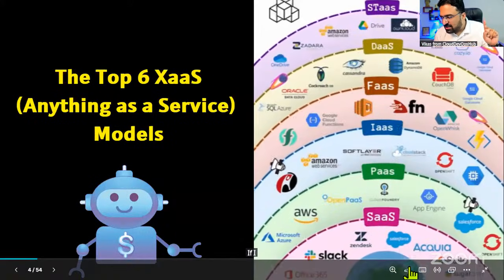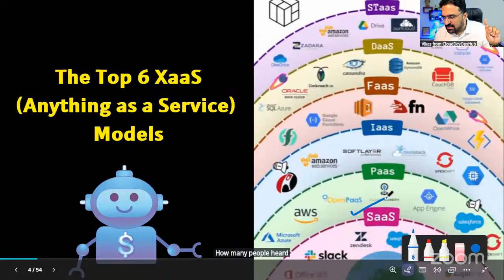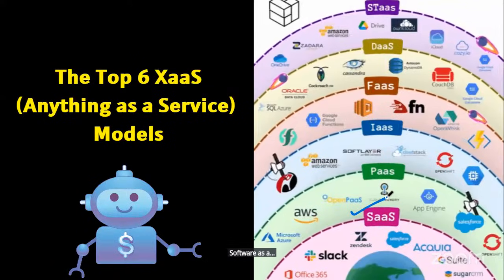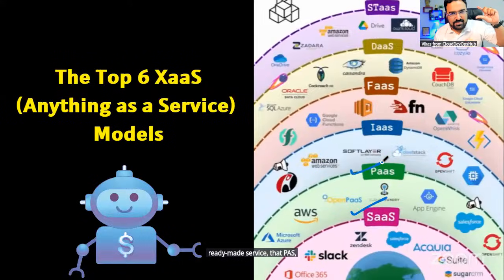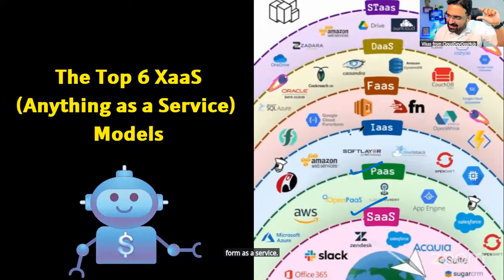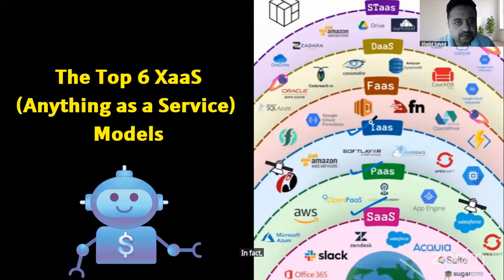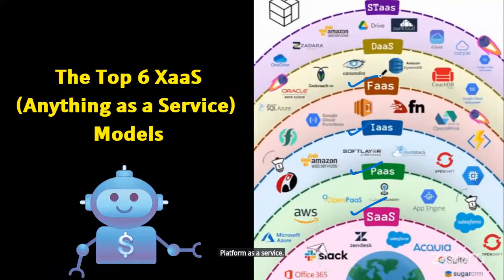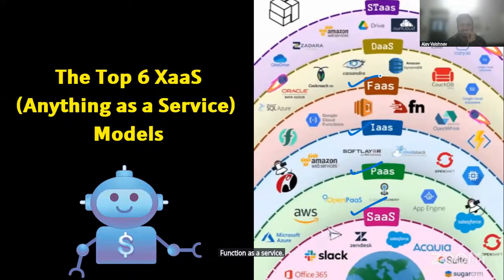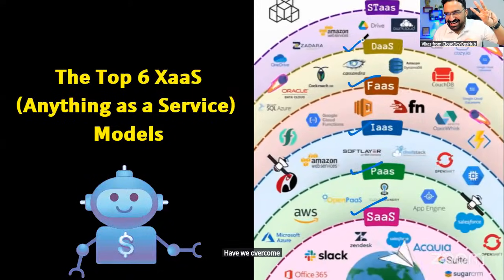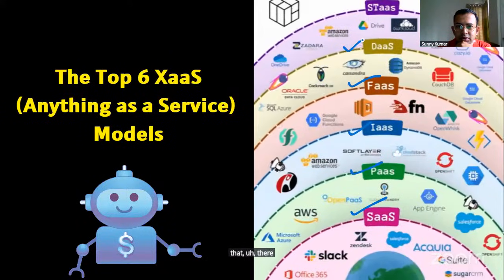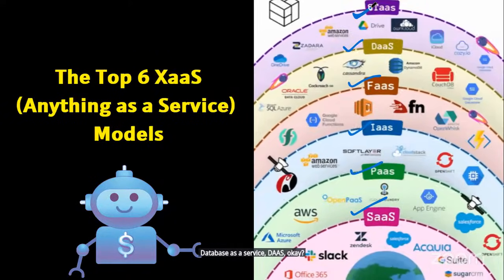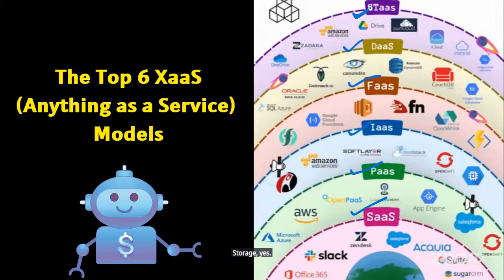If I ask you one question upfront, how many people have heard about SaaS? Just speak up the full form. Software as a Service, a ready-made service platform. PaaS, Platform as a Service. IaaS, Infrastructure as a Service. Now, here 50% of people start to fail. FaaS, Function as a Service. Now one or two voices came, okay. Now they will get even fewer. DaaS, Data as a Service, or Database as a Service. Storage as a Service.